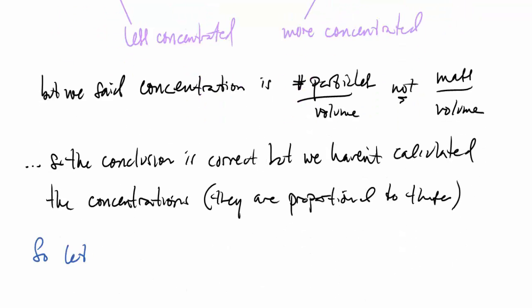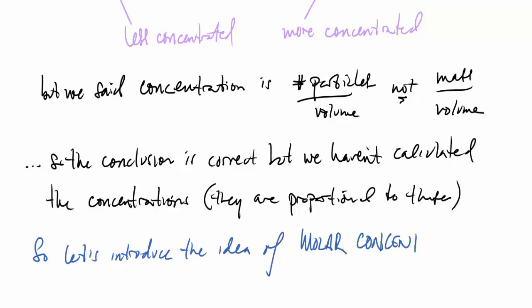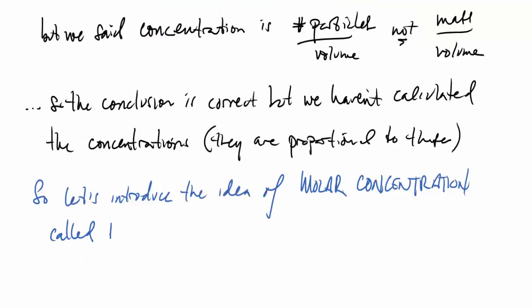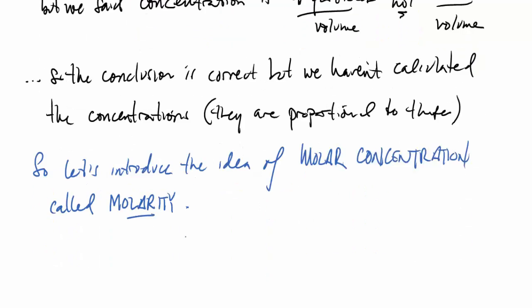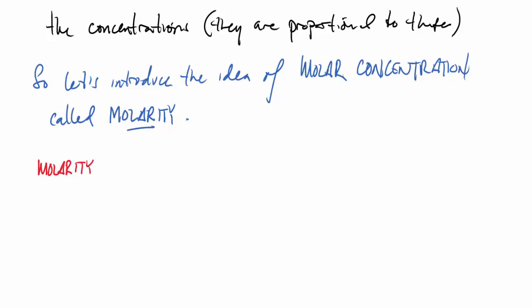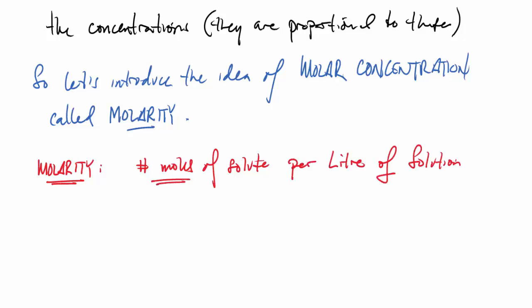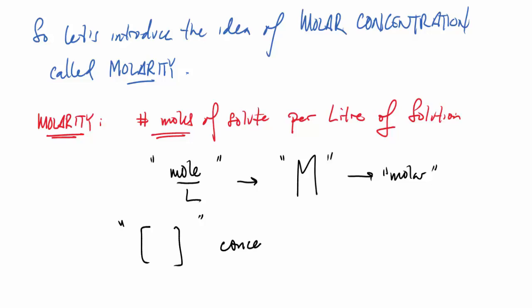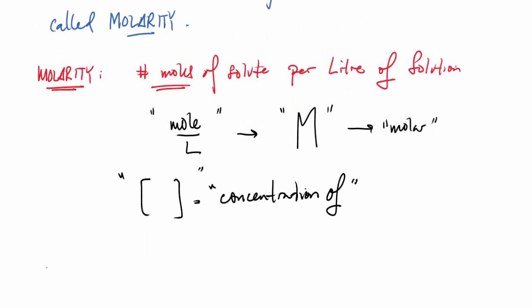So let's introduce the idea then of molar concentration, which we are going to call molarity. So here's a definition for the word molarity, and we'll say that that's the number of moles of a solute particle per liter of the total solution. So here are a few ways to express that. We have mole per liter. Sometimes it's used with a large capital M, and we say that solution is molar. So these square brackets means concentration of.